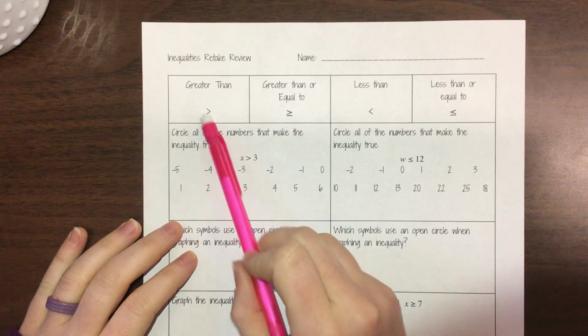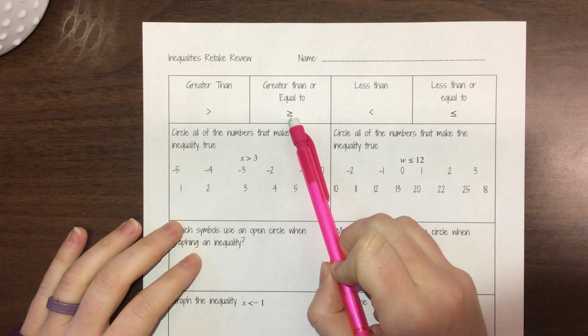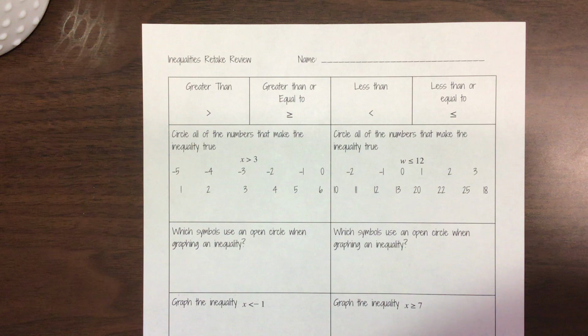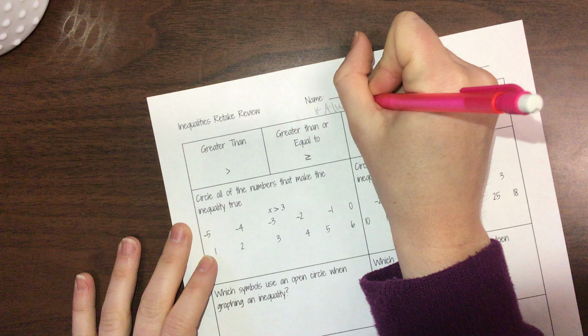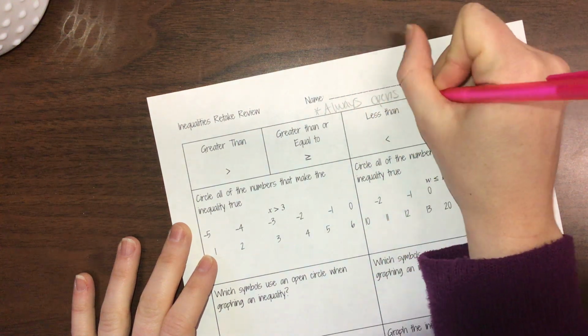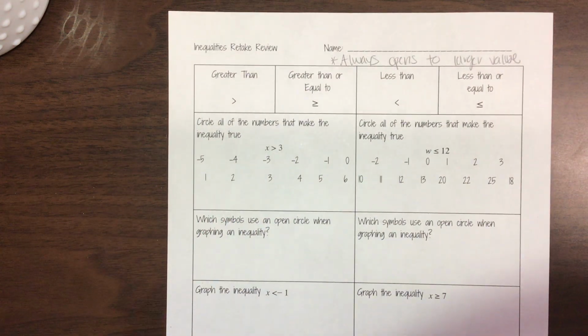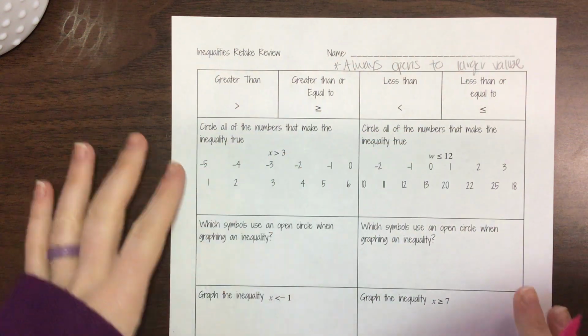This is the greater than symbol. This is the greater than or equal to. So this little line means equal to. This is less than. This is less than or equal to. Remember, the symbol always opens towards the larger value, okay? So like alligator's hungry, it eats the bigger number, okay?